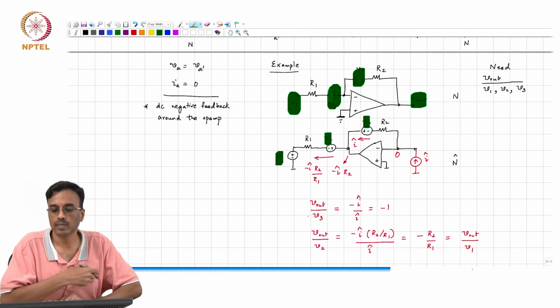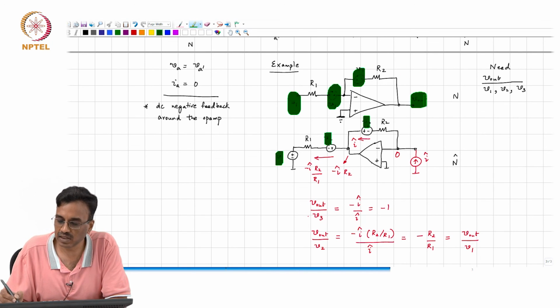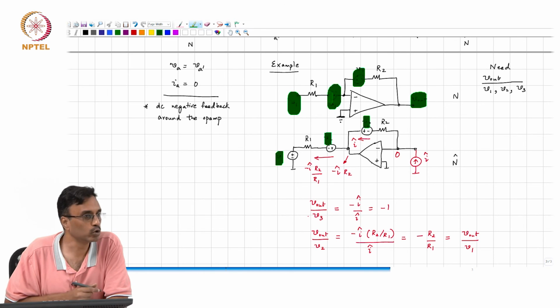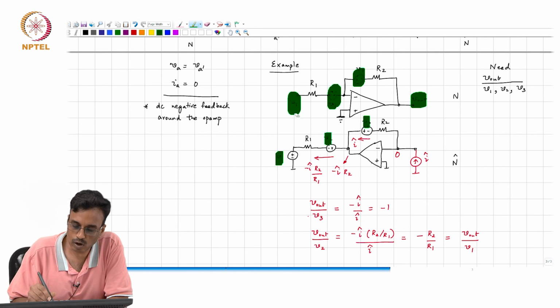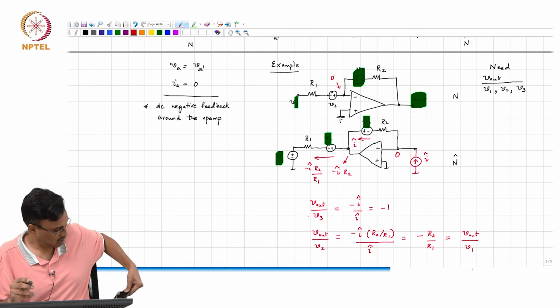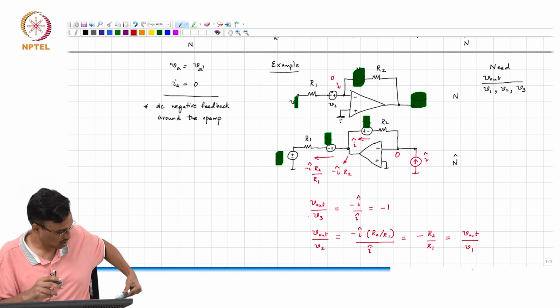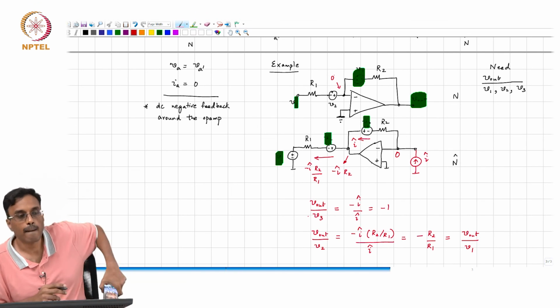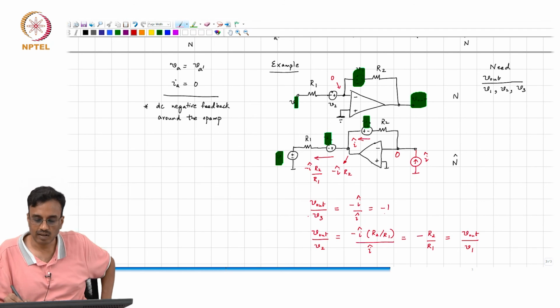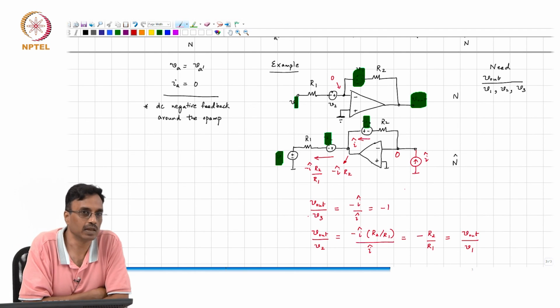From V3, what is the transfer function from V3 to V out in the original network? Well, you assume V1 and V2 to be 0. The virtual ground potential will be 0, and V out will be minus V3. Fortunately, that is also what is predicted by the adjoint function.